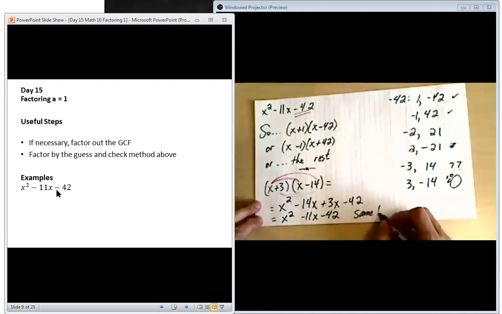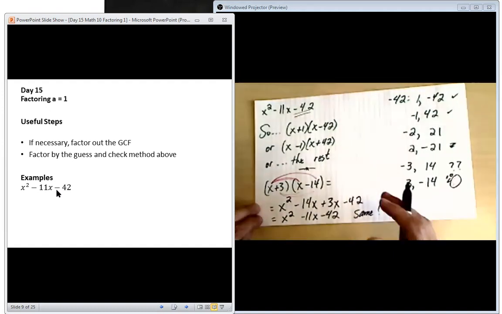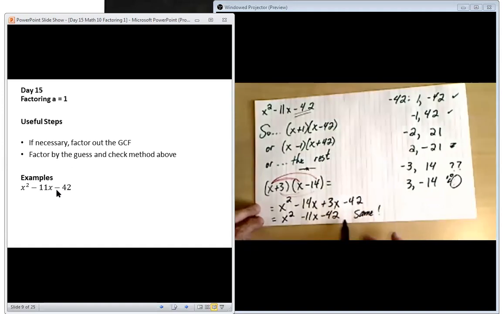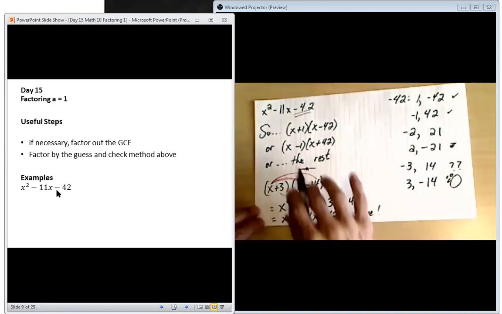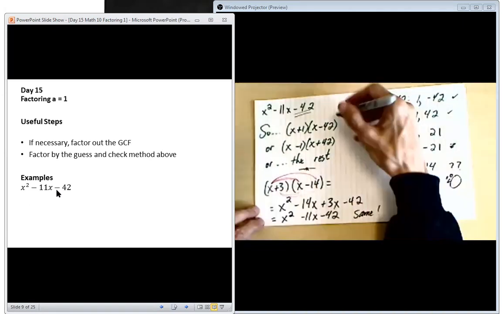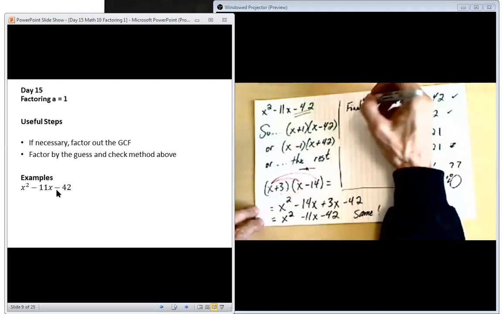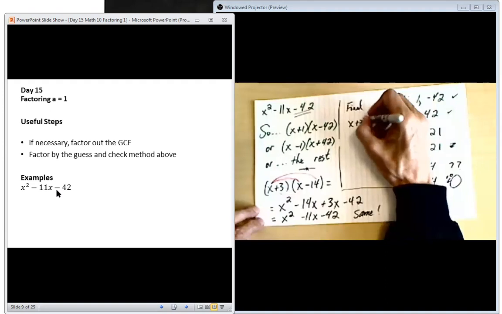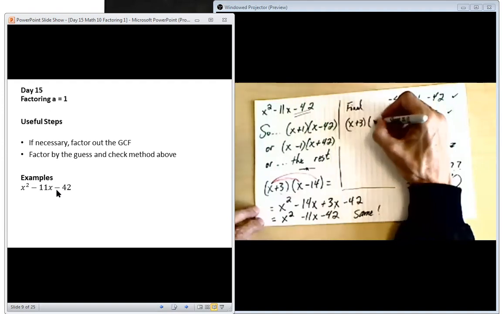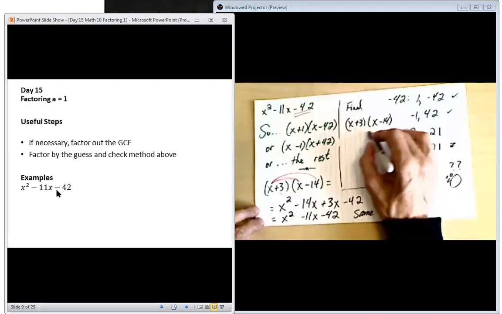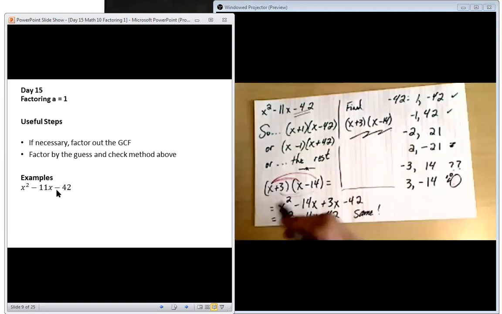And notice, I'm not supposed to make mistakes up here, right? Once in a while. I think last year I made a mistake. So just be careful. Check your work, write it down. Anyways, that looks good. So what's the final answer? Be sure you answer the question. x plus 3 and x plus minus 14. Beautiful. Just like that. Perfect.